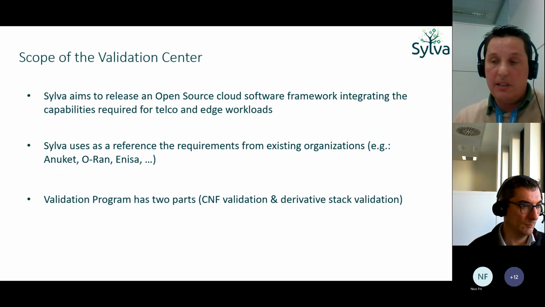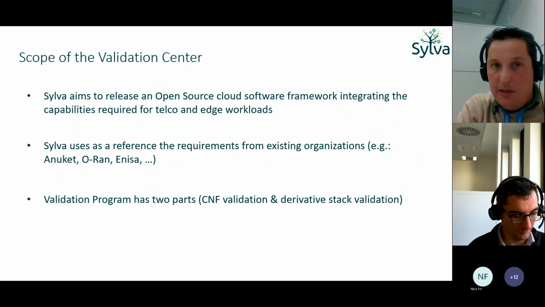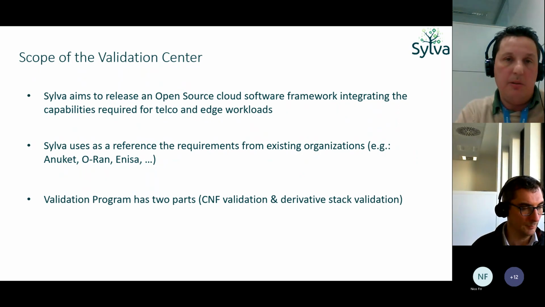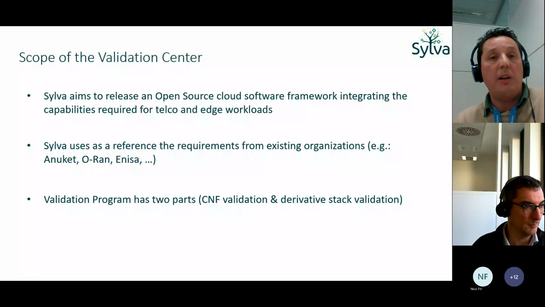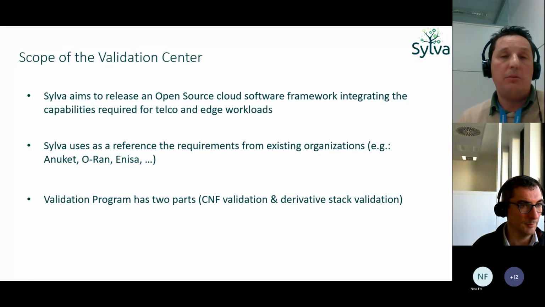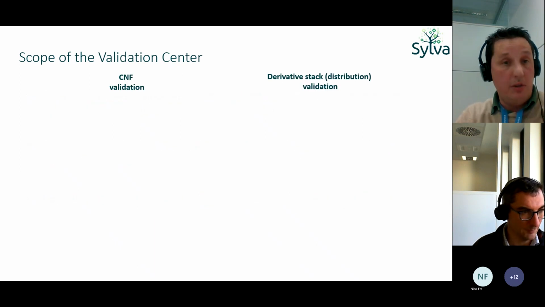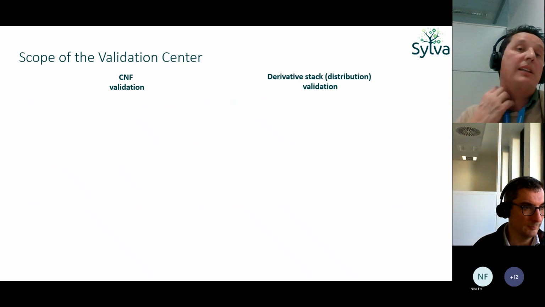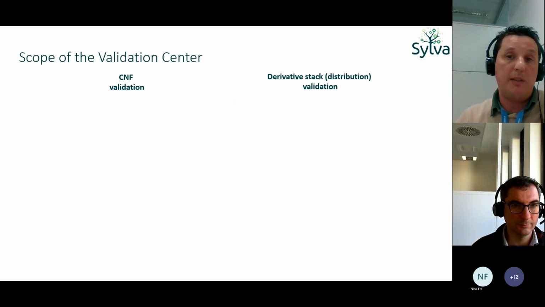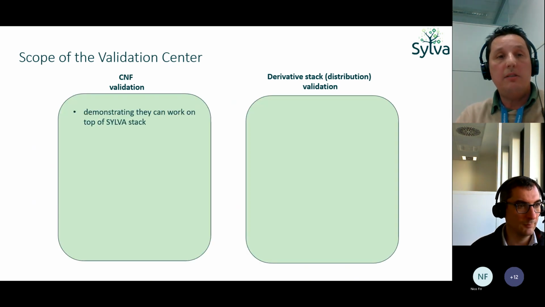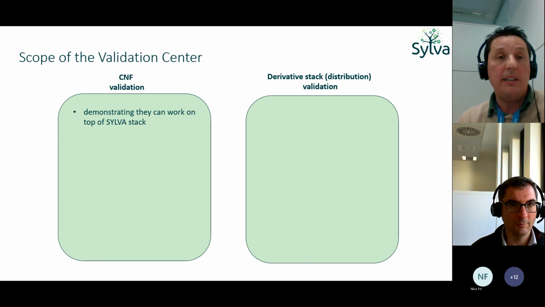So the validation program, the validation center, this working group is not to test the Sylva platform open source. It is to test that the network functions can work on top of it, feeding back to the development team, of course. And later on, we will incorporate the validation that any product created out of this open source actually incorporates the same features. So this is the thing of the validation center. It has two parts: CNF validation, which is the focus right now, and derivative stack or distribution validation, which will be in the future, probably in 6 months, once we have a first official release of Sylva issued. So the CNF validation is, as I said, about demonstrating that network functions or applications in general can work on top of Sylva stack.